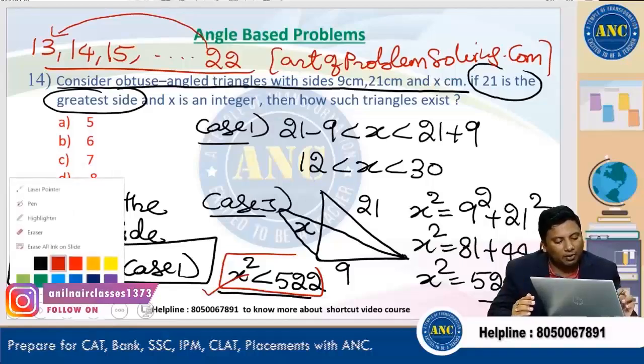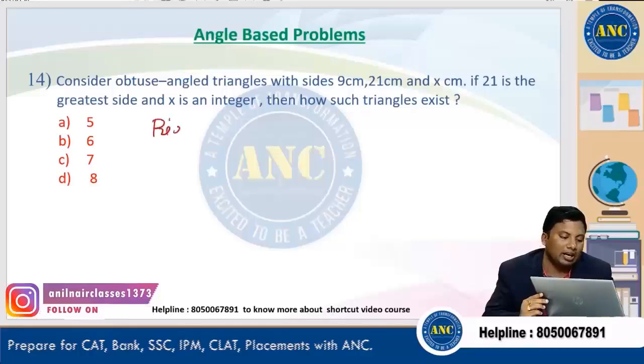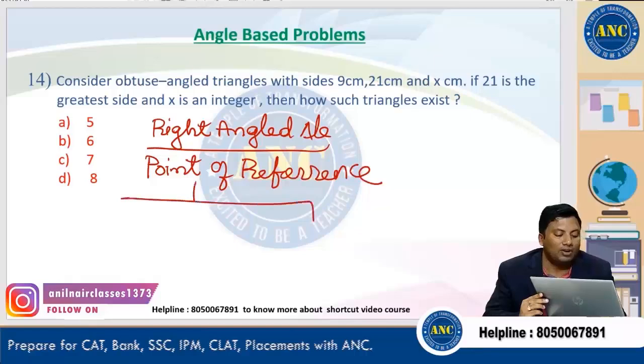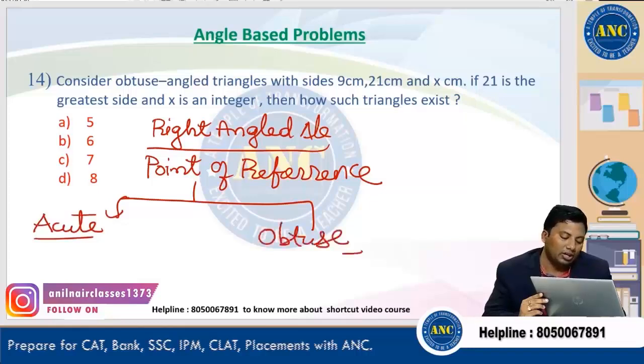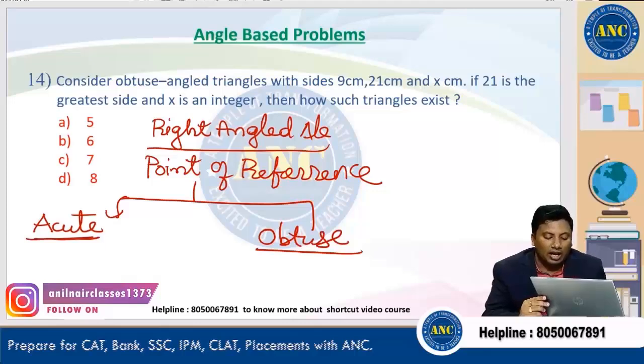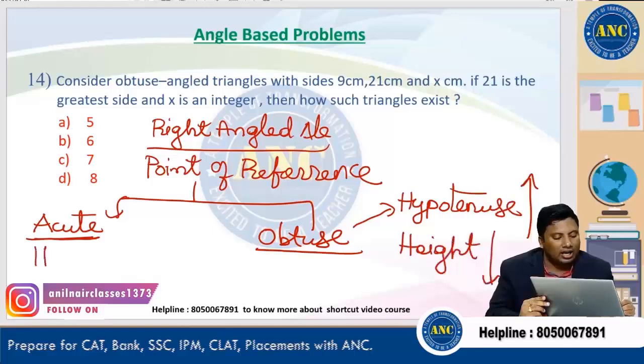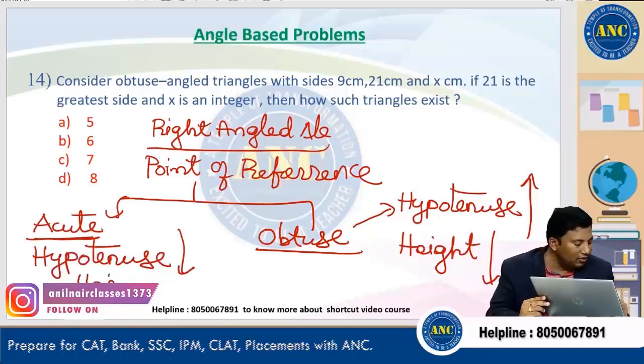I think one important key point, please write down here. If I take a right angled triangle as a point of reference, what will happen in two cases, in an acute angled triangle and in an obtuse angled triangle? In an obtuse angled triangle, hypotenuse value will grow. Hypotenuse increases, so height will decrease. In an acute angled triangle, hypotenuse decreases and height value will increase.